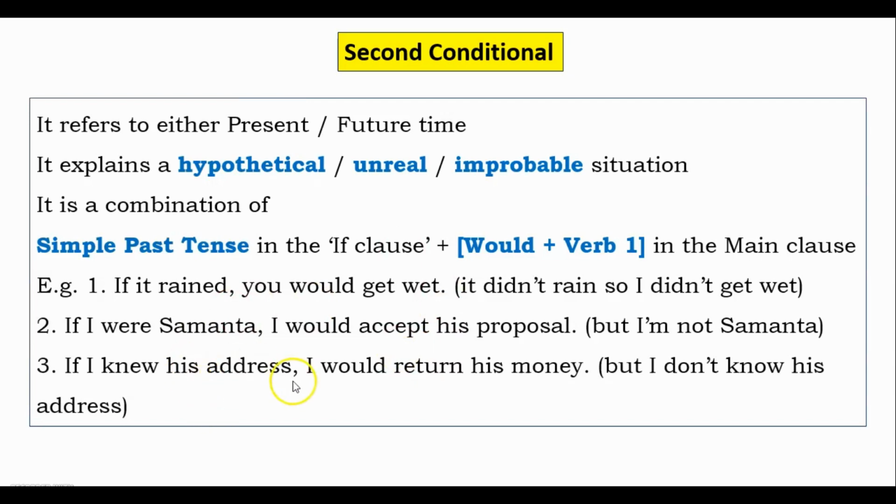If I knew his address, I would return his money. If I knew, simple past tense, knew his address, that is a condition. On that condition, I would return his money, would plus return, verb 1. But I don't know his address. There is no chance of my knowing his address at all. It is a hypothetical situation, an unreal situation. That is about the second conditional. And let us move on to the third conditional.